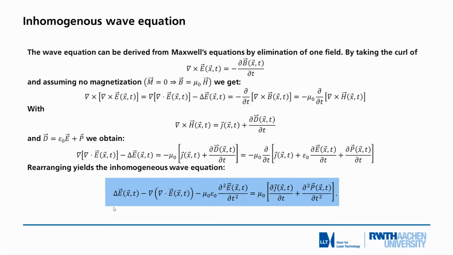So this is a pretty complex expression. That's why we should discuss it for a moment. What it reads is that the Laplacian of the electric field is correlated to the second derivative of the electric field with respect to time. And further ingredients in this equation are the change of the current density J, so that is free moving charges, and the second derivative of the polarization with respect to time, which represents the displacement of charges in the matter due to the presence of the electric field.